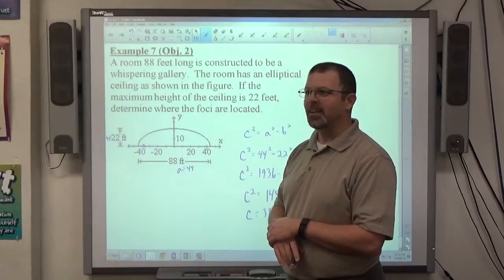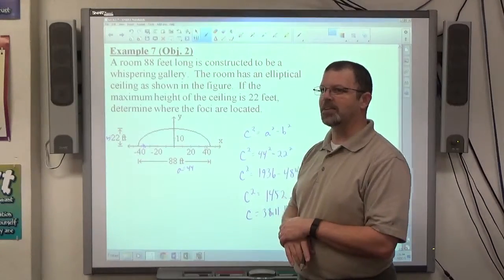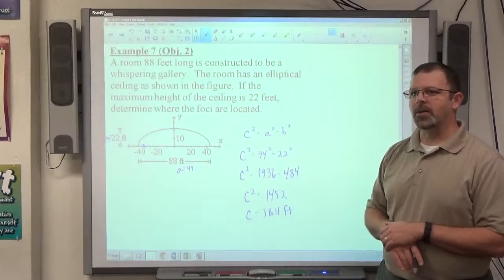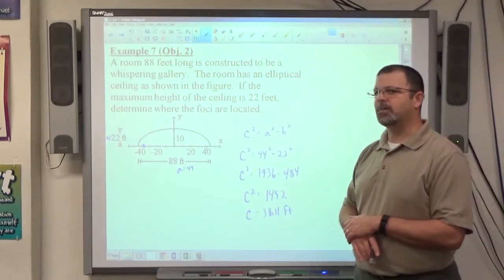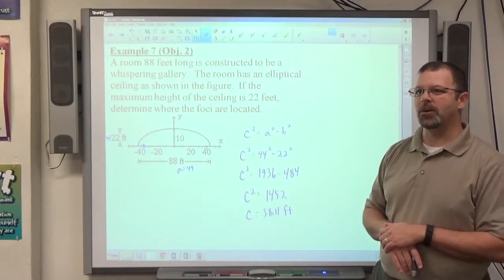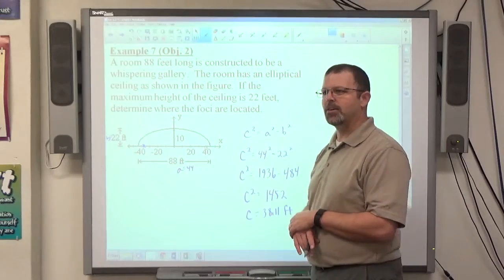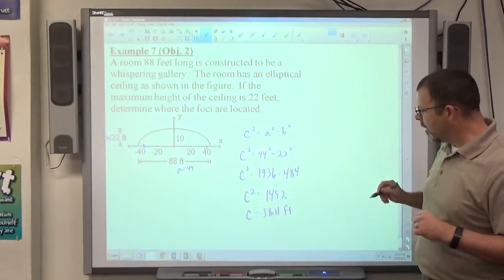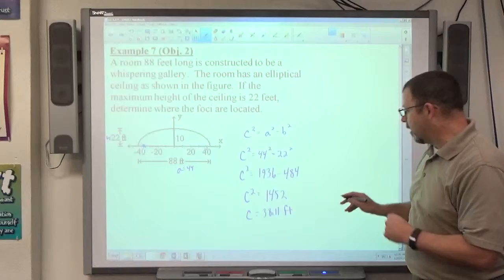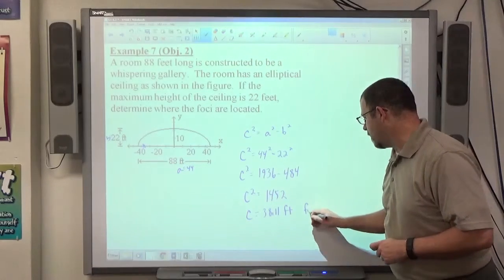I think this room is very classical and awesome, the way it's allowing us to have this conversation. Yes, I agree completely. We're standing almost 80 feet away from each other, there's thousands of people in the room, and I can still hear you. Anyway, so where are the foci located? 38.11 feet from center.